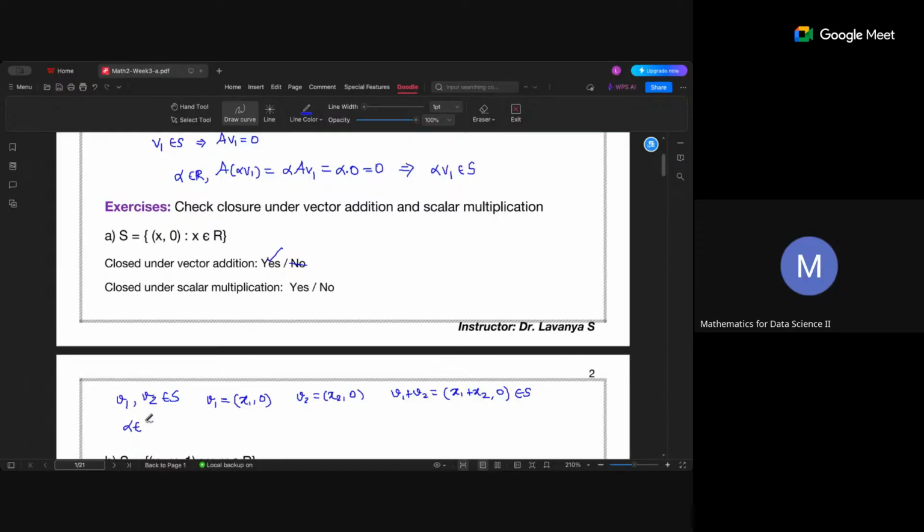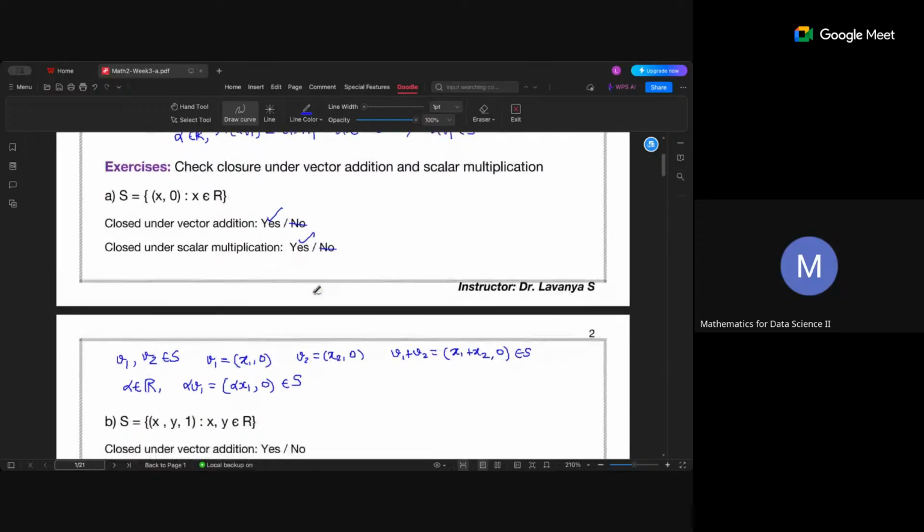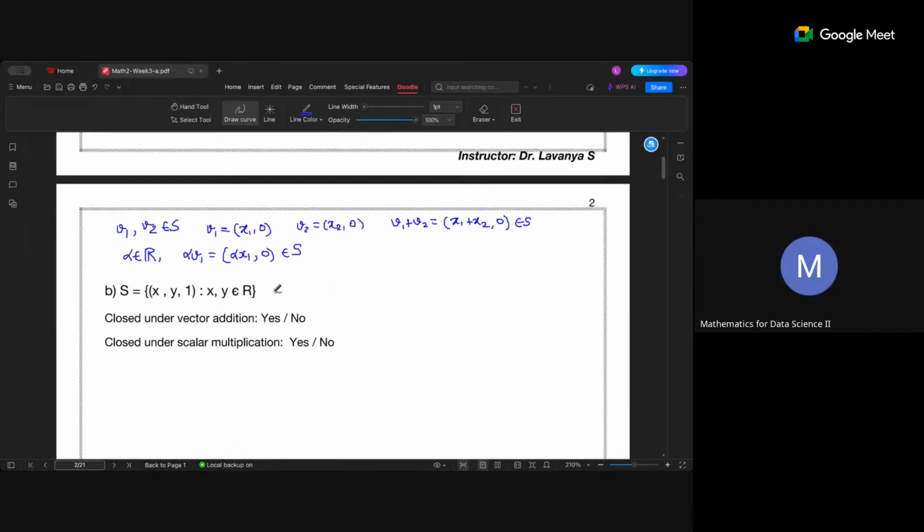Okay. Let's see the next step. So let us take alpha in R, right? Now what is alpha V1? It is alpha x, 0. So this is also in S. So you see, this is also closed under scalar multiplication. Both these properties are satisfied, right? Okay. Now what about this set?